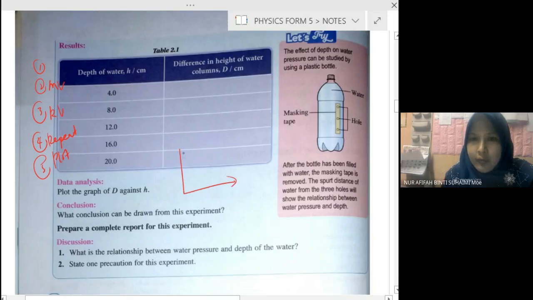Okay, D, H. H is manipulated variable, D responding variable. So, this one is directly proportional.